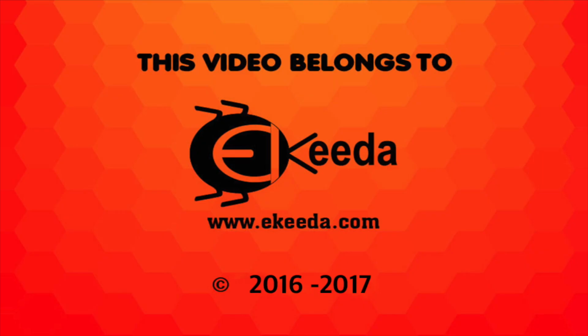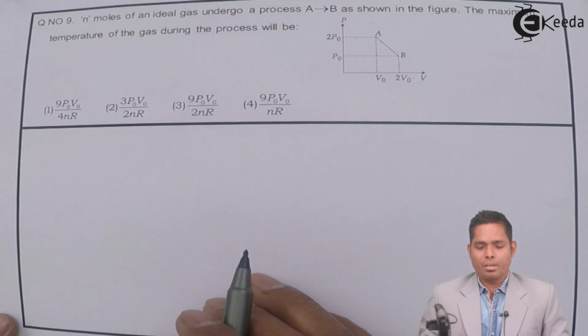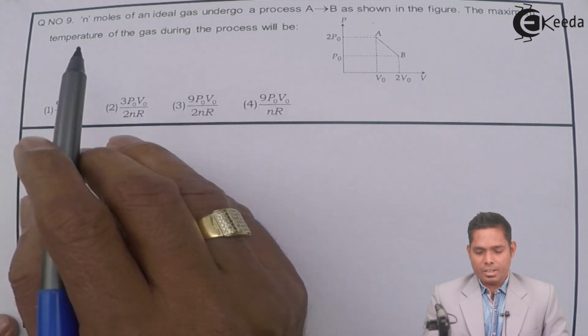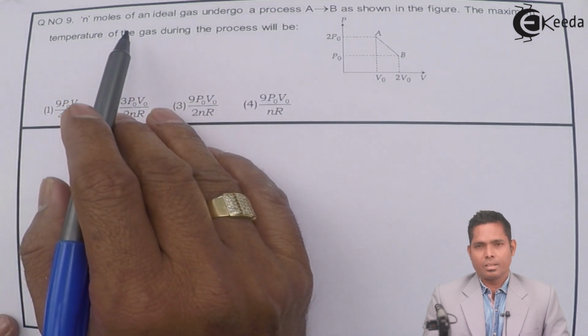Today we'll discuss the JEE Main 2016 physics paper. Next question is question number 9. The question is again about the thermodynamic process, from the heat and thermodynamics chapter.